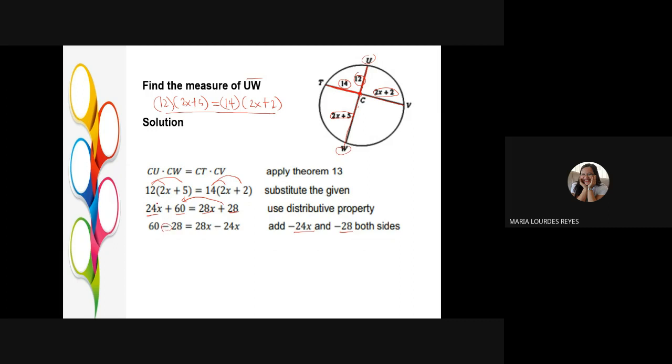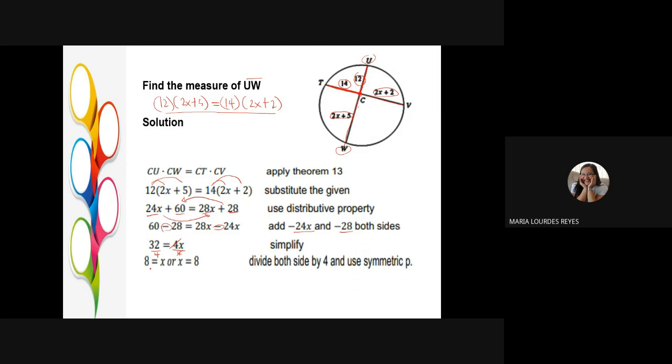And then the positive 24, we transposed it to the right side, so it became negative 24. Then you simplify. So when we simplify, 60 minus 28, that's 32. Then 28x minus 24x, that would be 4x. Now, since we only need x, we divide both sides by 4. This will be cancelled. That would be x.